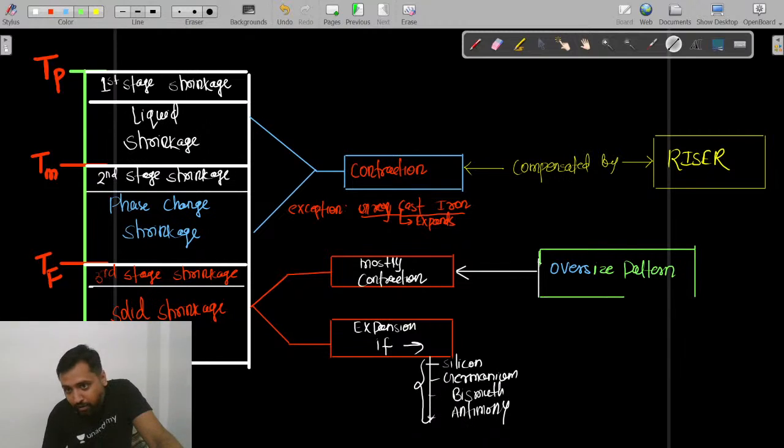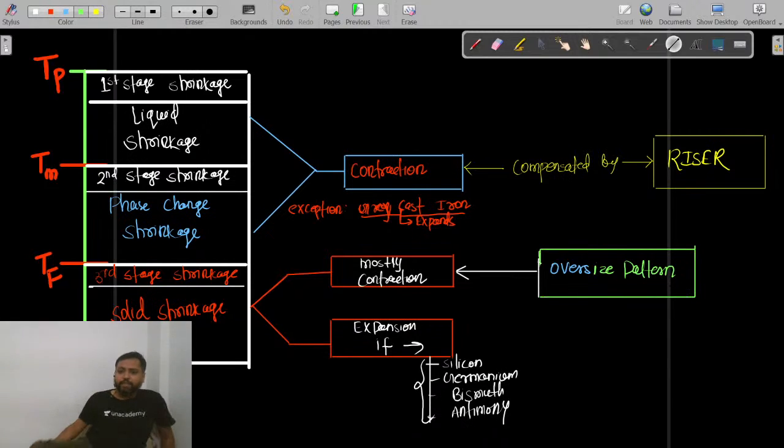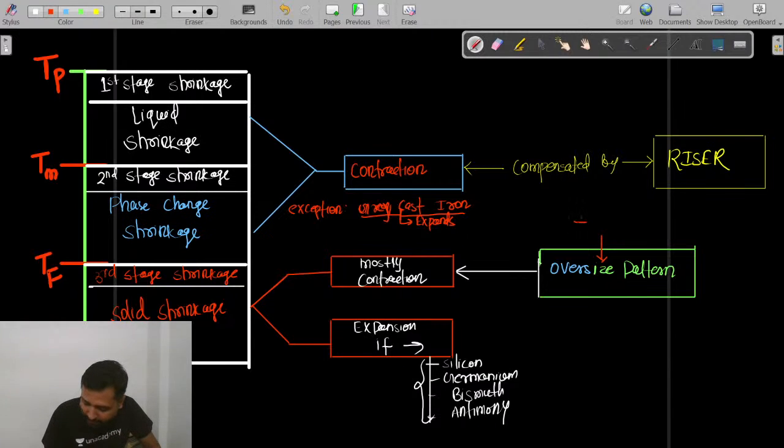That is, making this oversized pattern is what we call taking positive shrinkage allowance.